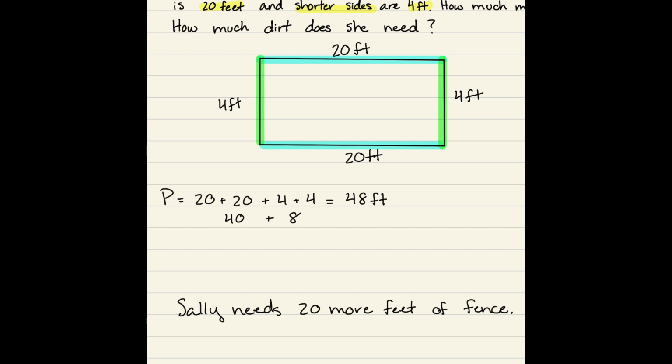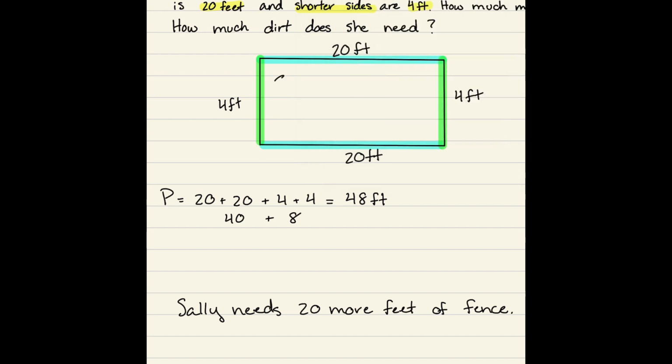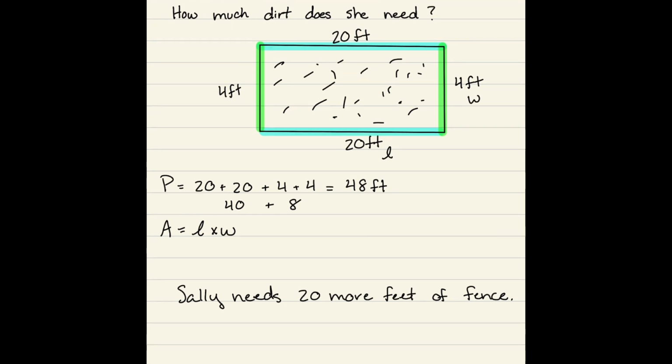Okay, how much dirt does she need? So the dirt is going to, I don't have a good brown color on here, but the dirt is going to fill up all this area in here, right? Okay. So I just said the answer, but we are finding the area. So the outside is the fence, which is our perimeter, and the inside, which is the dirt, is our area. So we know that our area is length times width. We can call the 20 feet our length and the 4 feet our width. And just like we've been doing, we can multiply our 20 times 4, which gets us 80 feet squared.